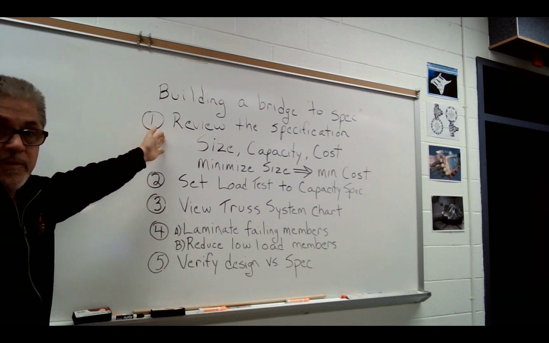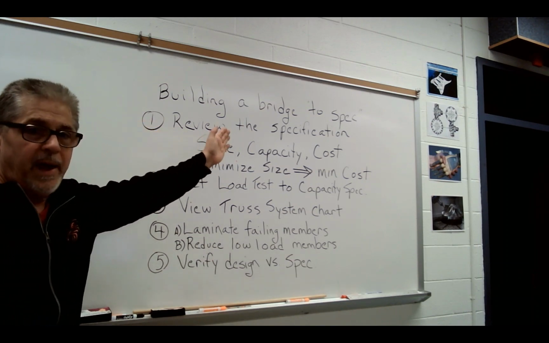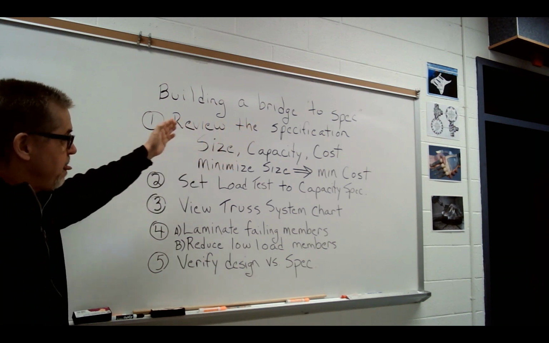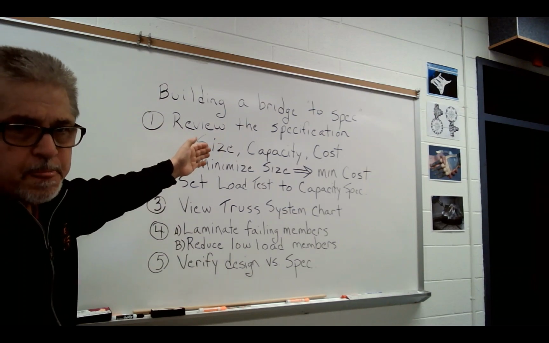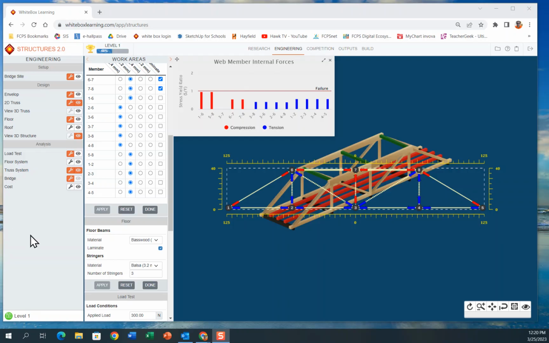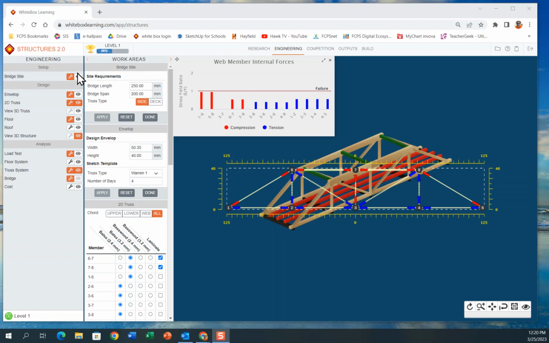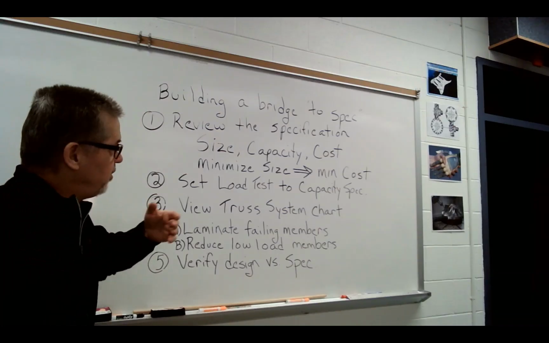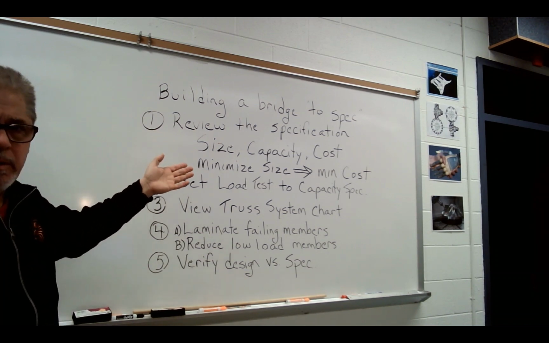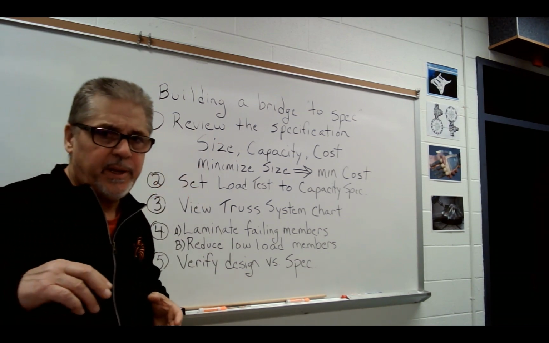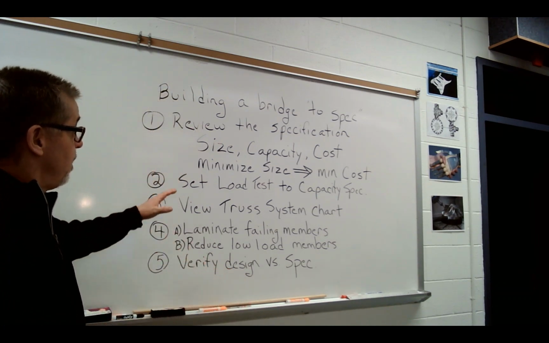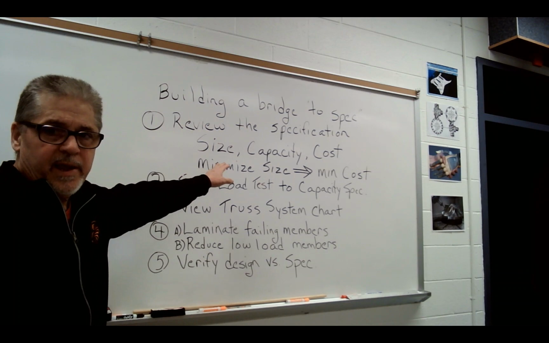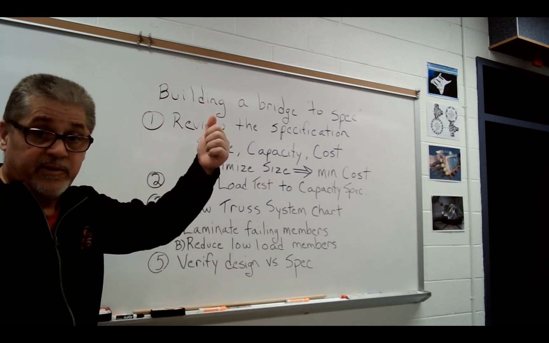First, review the specification, paying attention to size, capacity, and cost. And when you set your bridge up, that's that very first box right up here at the top, bridge site and envelope. You want to set these to the minimum. There's no advantage making your bridge bigger, longer, wider, taller than it needs to be. As a matter of fact, there's an incentive not to. It makes it too expensive. So minimize everything, and that will minimize your cost, which will maximize your efficiency.